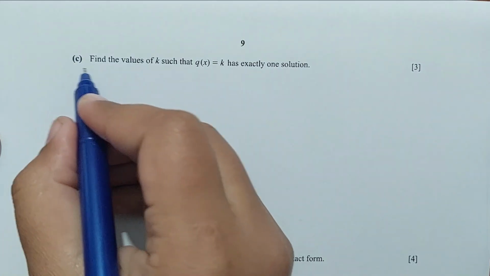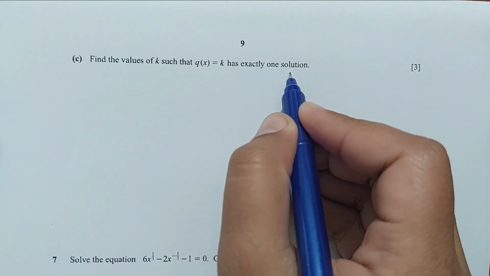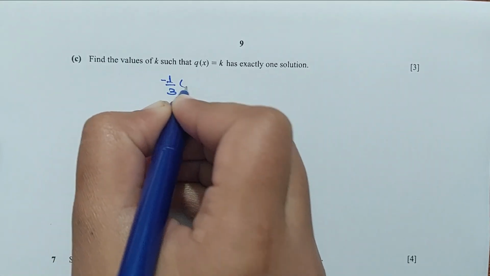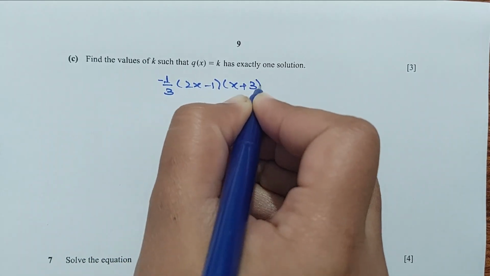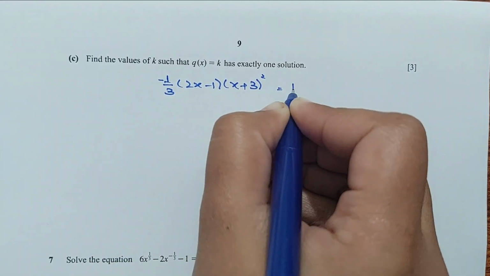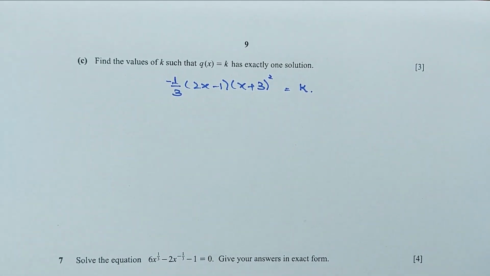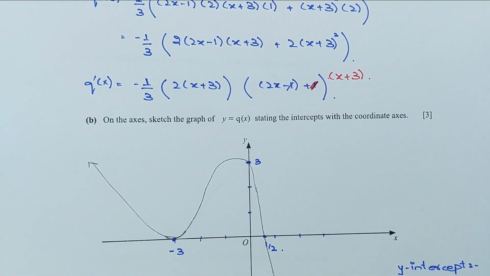Now for part C, find the values of k such that q of x equals k has exactly one solution. Q of x is minus 1 by 3 into 2x minus 1 and (x plus 3) square equals k. This has exactly one solution, right? So let me visualize the situation when it has exactly one solution. So look at the sketch when it has exactly one solution.